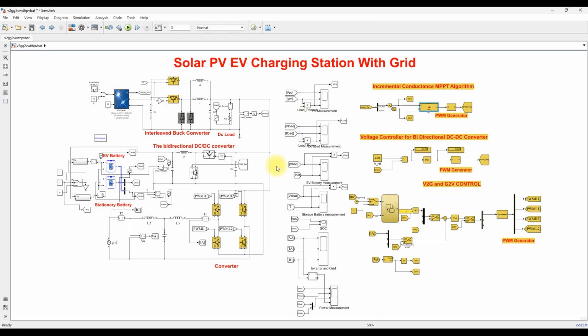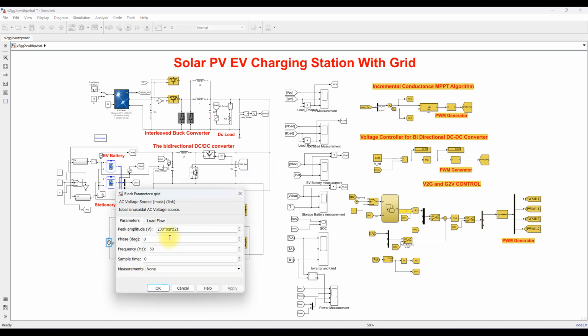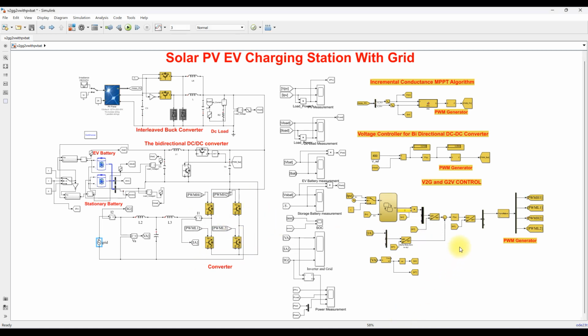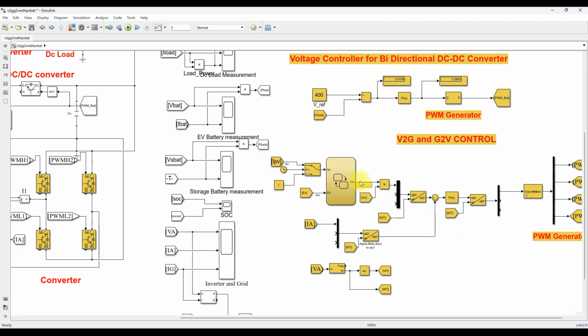The next thing is grid integration. Here we have a single phase grid, a 230 volt AC supply, which is connected to the common DC bus via this inverter. In order to control this inverter, we have this control logic. Here you can see that we are generating the current reference based upon PV current and EV availability.